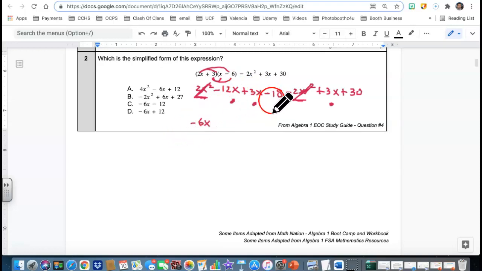All right, the last thing is my constant, numbers without a variable. Negative 18 plus 30, or 30 minus 18, which is 12. Now we check which one is the right answer. And the right answer is the last one, D. All right, combine like terms. Let's go to the next one.